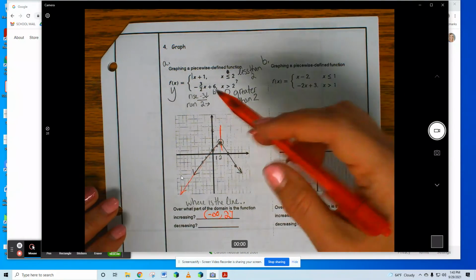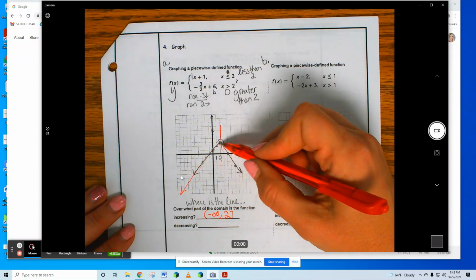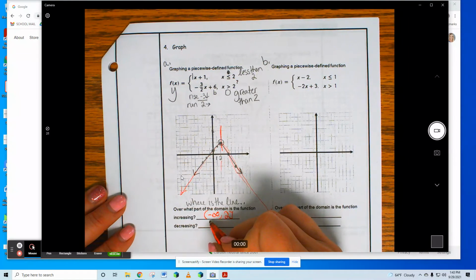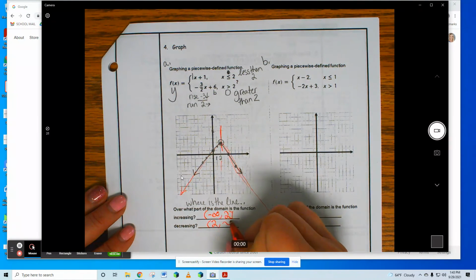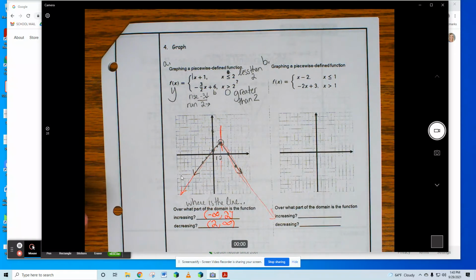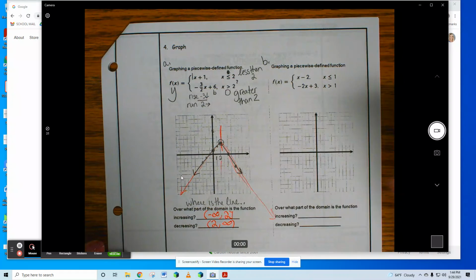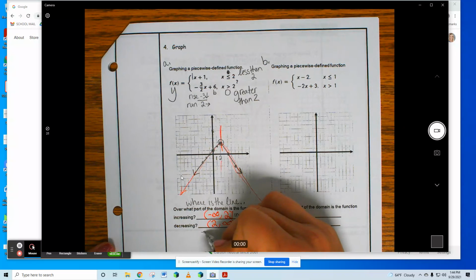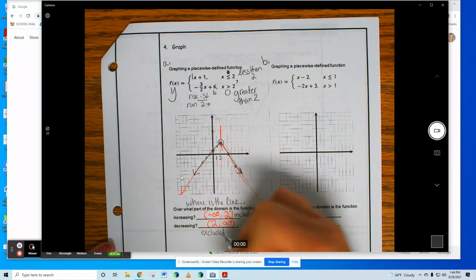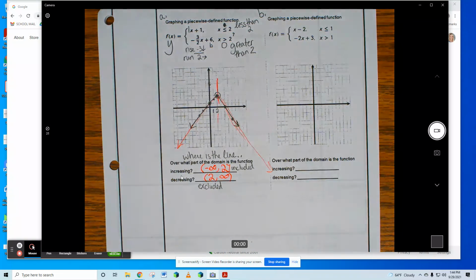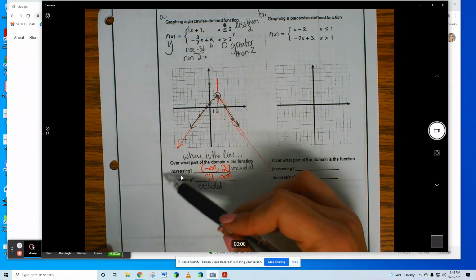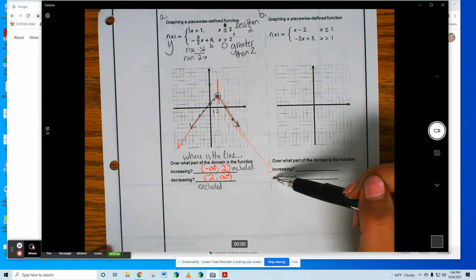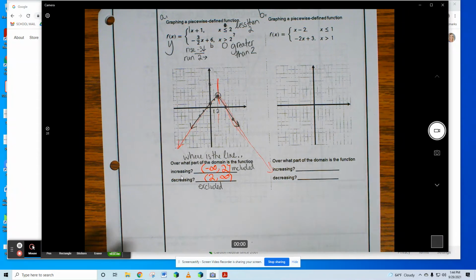And where is the line decreasing, going downward? Between 2 and forever down, down, down. This time I'll do a parenthesis at 2 and a positive infinity parenthesis. One of them I did included, a bracket, and one excluded, a parenthesis. The line was increasing all the way from negative infinity to 2. The line was decreasing from 2 all the way to positive infinity.